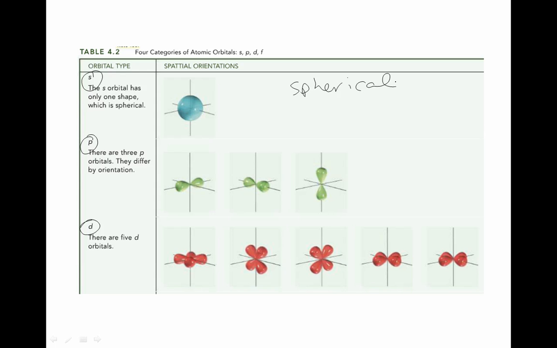The P subshell is going to be what I call a dumbbell. Kind of looks like you're lifting weights. And then the D is going to be more of a clover or a flower. Some people call it a flower, some people call it a clover. But both correspond to that.